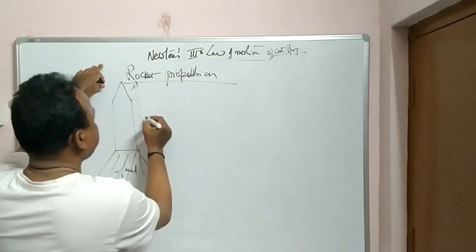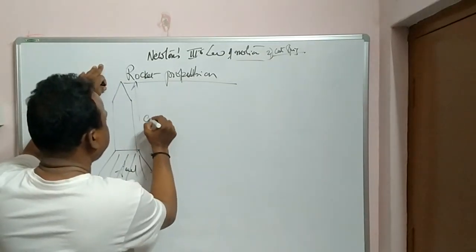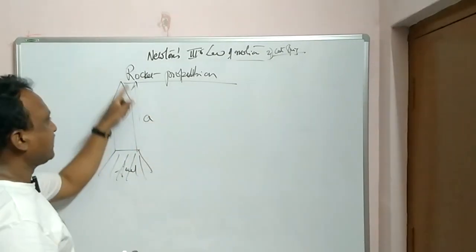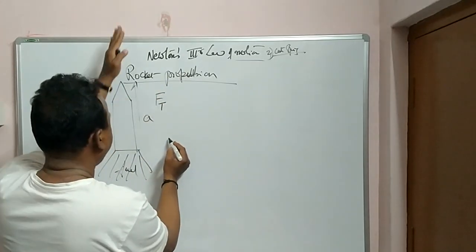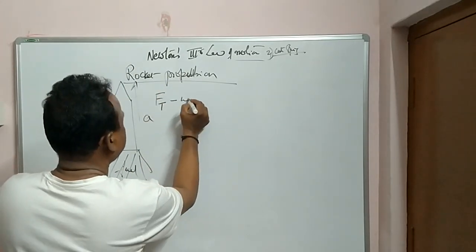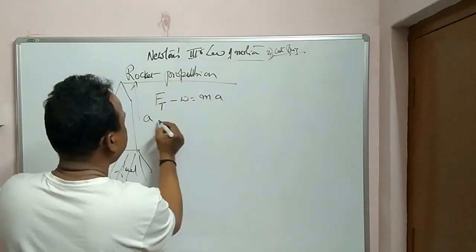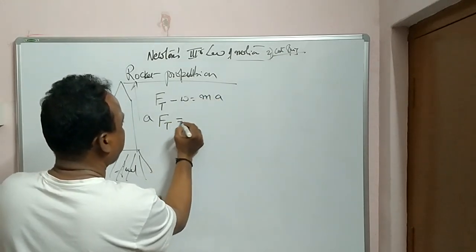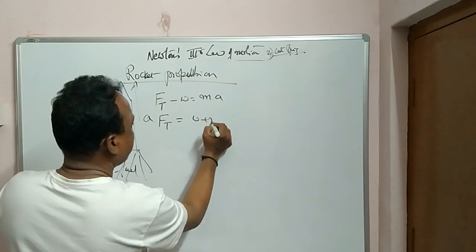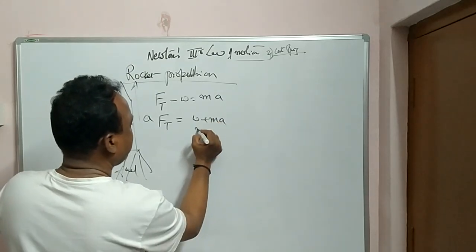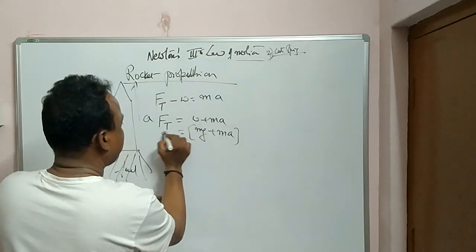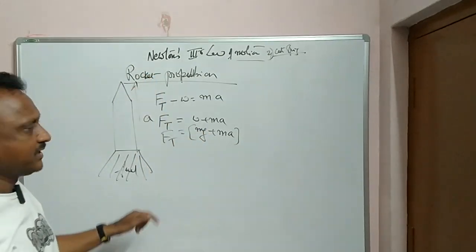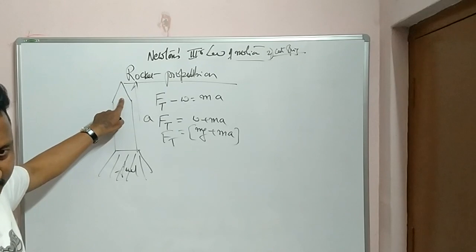Okay, so in this case what happens? It will be going with some acceleration a. So what is the thrust? Thrust F, thrust force in the upward direction minus weight is equal to m into a, or the thrust force acting on the rocket is equal to W plus ma, or you can write it as mg plus ma. So this is the upward thrust acting on the rocket.